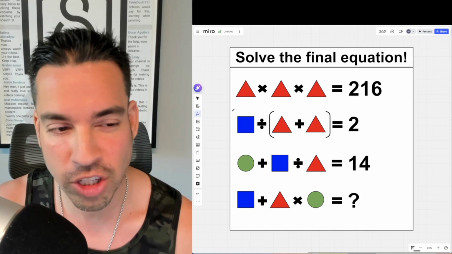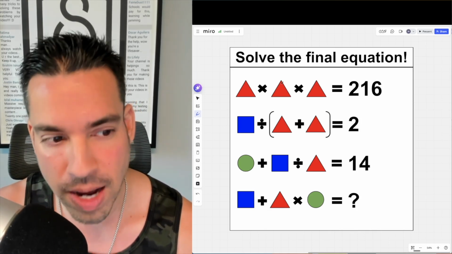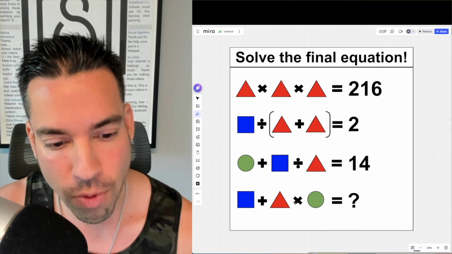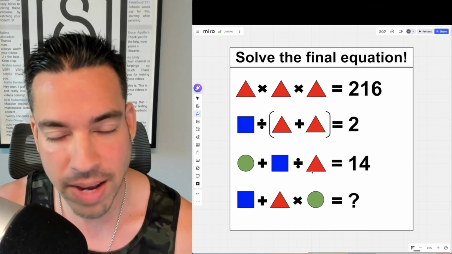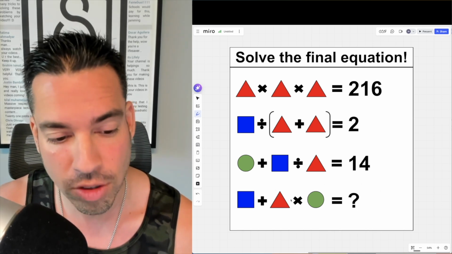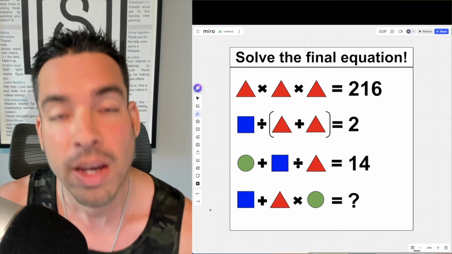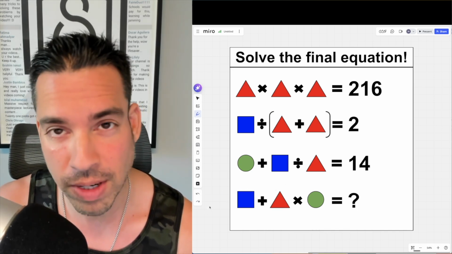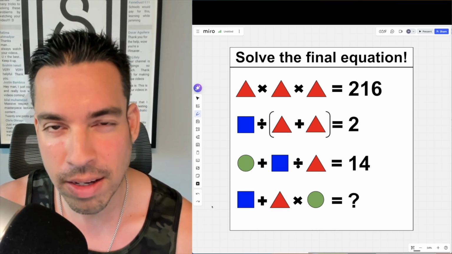In this one, the question is as follows. Solve the final equation. So right now, we have 4 equations. We're meant to figure out the value of each of these shapes and then solve this equation right here. Hit that pause button and see if you can figure it out. When you're ready, hit play, and I'll give you the explanation.